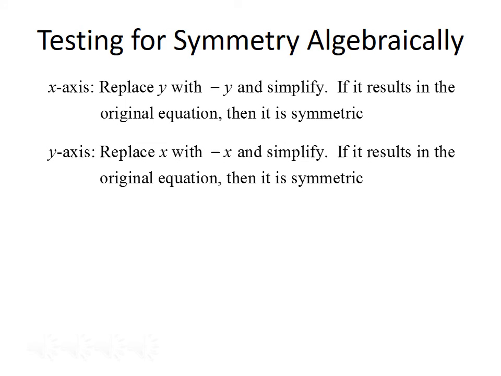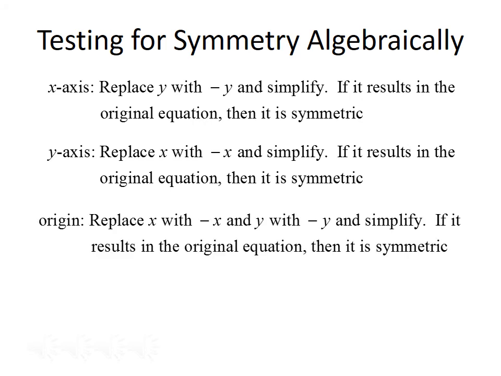To test for symmetry with respect to the y-axis, we'll replace x with minus x and simplify the expression. If it results in the exact same original equation, then it will be symmetric with respect to the y-axis. And finally, to test for symmetry with respect to the origin, we'll replace x with minus x and y with minus y and simplify. If that results in the same original equation, then we'll have symmetry with respect to the origin.